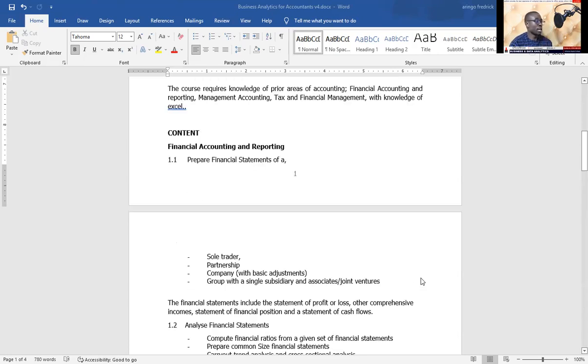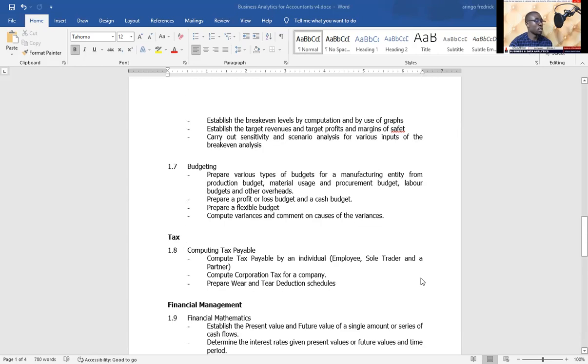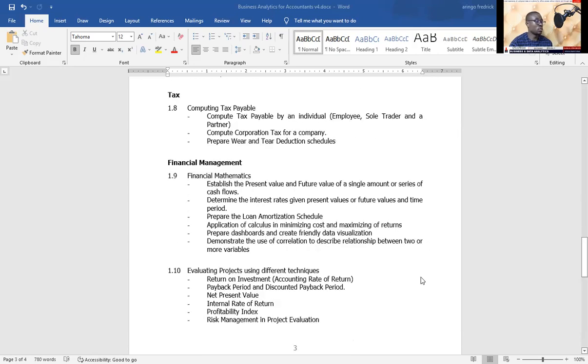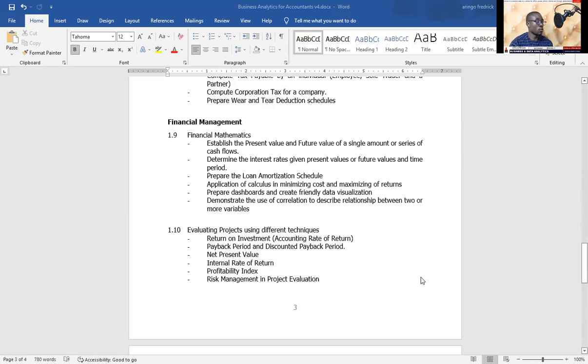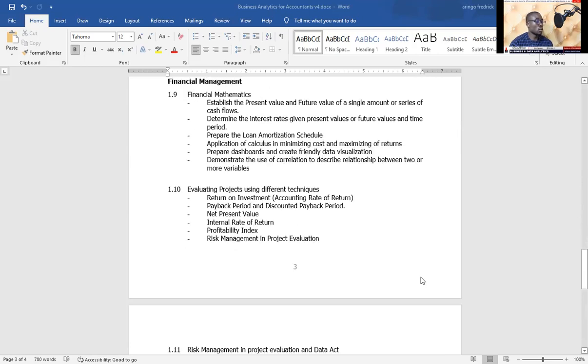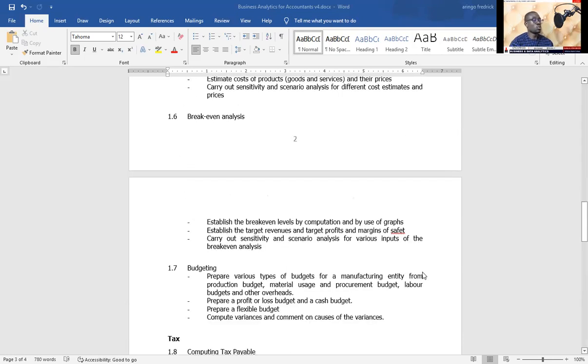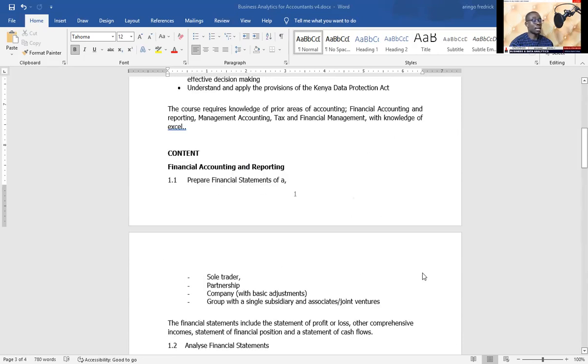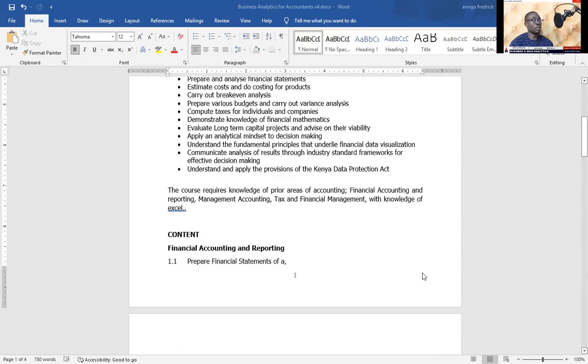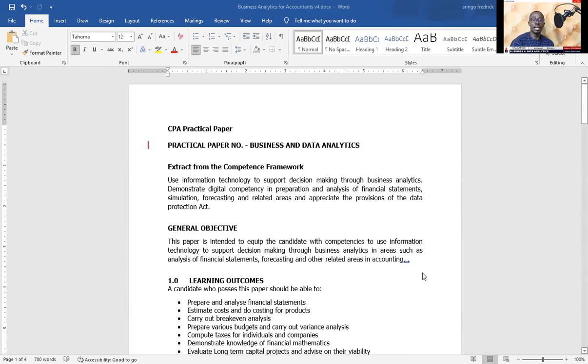So we're having financial accounting and reporting, and we're having management accounting. We do have a financial management part of it, whereby you just have to analyze all these concepts: understanding how to evaluate projects, understanding the concepts of risk management in project evaluation, and the Data Act. If you are interested, you can always share it in your WhatsApp. So basically, this is what will entail the practical concepts of business and data analytics.